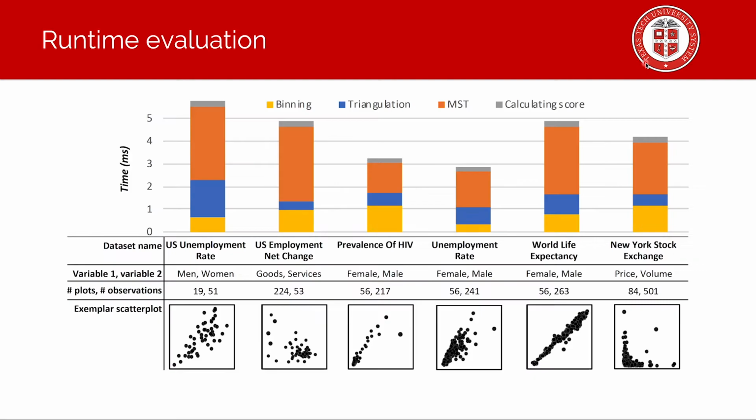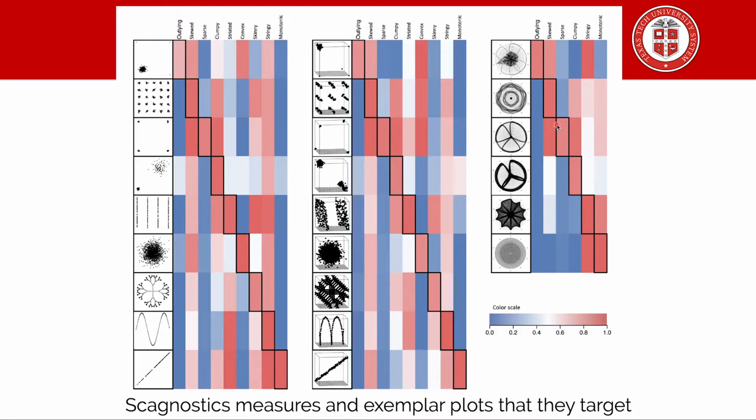ScagnosticsJS evaluation. We evaluate the ScagnosticsJS implementation with 6 real-life datasets. They are US employment rate, US employment net change, prevalence of HIV, unemployment rate, world life expectancies, and New York stock etchings. These are their corresponding exemplar plots. Currently, the time-consuming computation tasks are triangulation and building the minimum spanning trees from the data points, while calculating scores is fast. Furthermore, we also generated a set of synthesized plots for each of the targeting Scagnostic measures. It's worth noting that the scores for the measures that the plots target are flat, with higher values for 2D versions, for 3D versions, and also for higher dimensions.